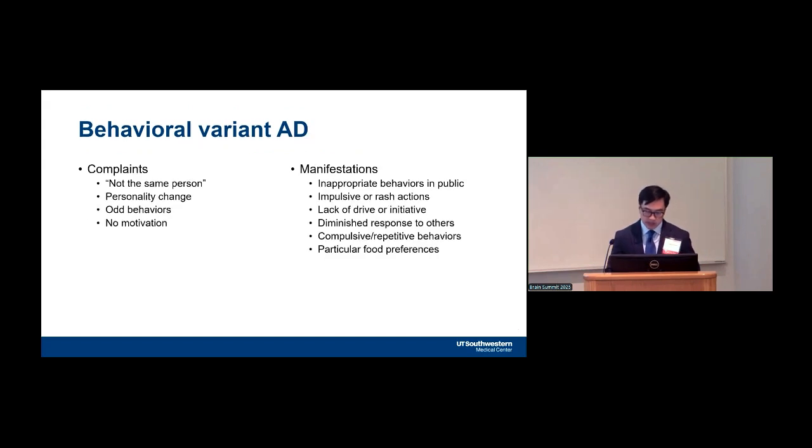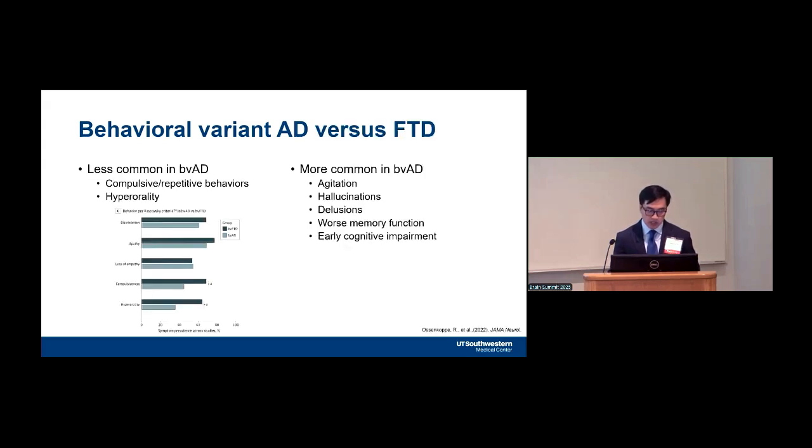So this would be quite similar to patients with behavioral variant FTD. The complaints would be essentially, this is not the same person that we all know. They have personality changes, odd behaviors. They have a lack of motivation to do things. You can ask about inappropriate behaviors in public, diminished responses to others, the emotional connection. Ask about compulsive behaviors or particular food preferences. Those are actually less common in behavioral variant Alzheimer's disease.